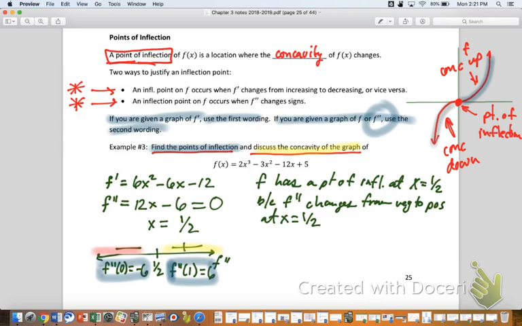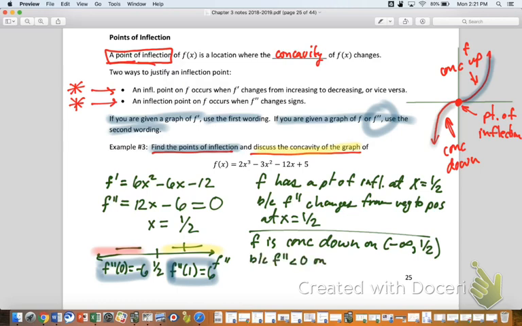Yeah, I'll write it down. So f is concave down on the interval negative infinity to 1/2. The reasoning there would be because f double prime is negative on that interval. And then I'll try to squeeze this around the last little bit there. So we'd say f is concave up on the interval 1/2 to infinity because f double prime is positive on that interval. Hey, sort of got it squeezed in there.